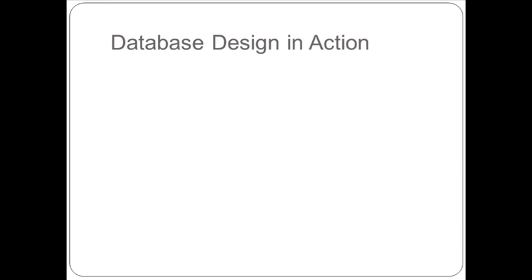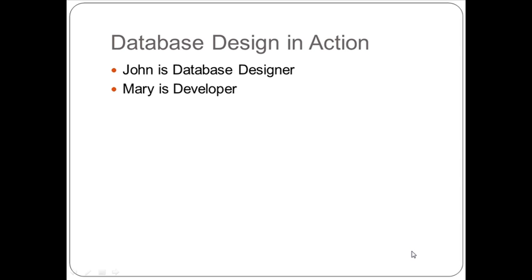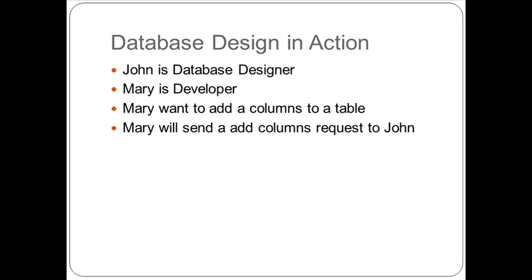The following story happens quite often in most development teams. Say John is a database designer, Mary is a developer. And Mary wants to add a column to a table for a certain purpose, just like the example I gave. Mary wants to add a price in the order table because of the performance requirements. Then Mary will send an add column request to John, usually by email or by sending a message, or even talking to John face to face.